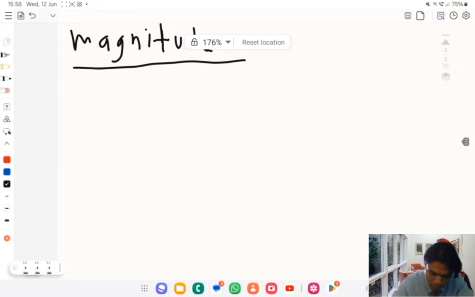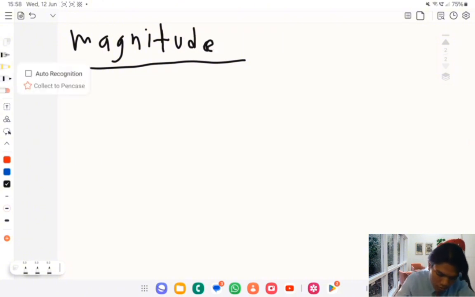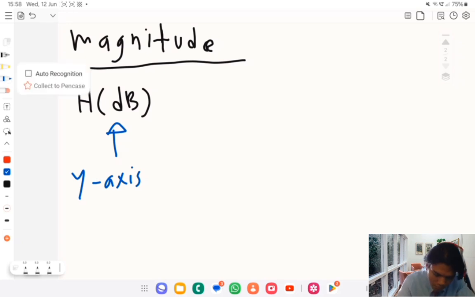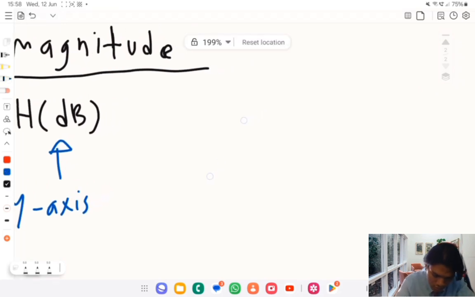Alright. So what is magnitude? So now we do an equation. HDB, so what is HDB in the Bode plot? In the graph, we assume this as the y axis. Okay, so now move on to the next.